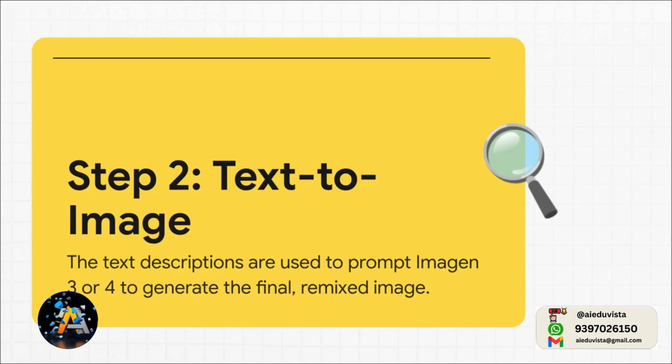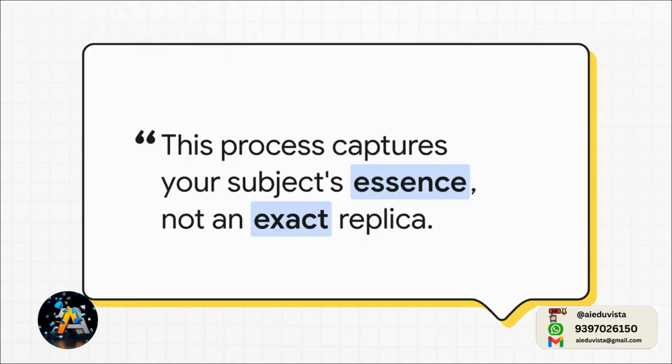Then, in step 2, those text descriptions that Gemini just wrote get handed off to Google's super powerful image generator, Imagen. And Imagen takes that incredibly detailed prompt and creates the final image, blending all the concepts from your original 3 pictures. Now, this is probably the most important thing you need to understand about Whisk. Google is being very, very clear that this tool is designed to capture the essence of your images, not to create a perfect copy. It's all about creative interpretation.